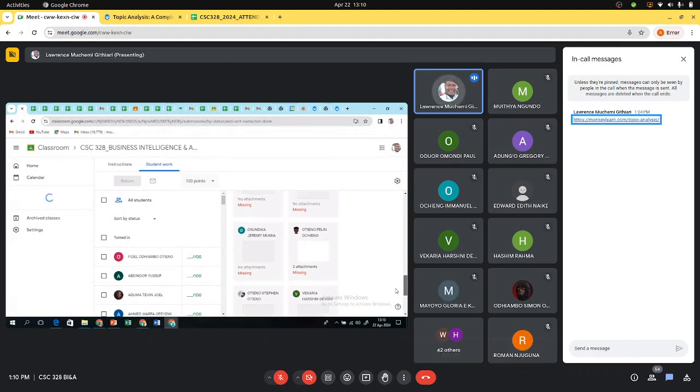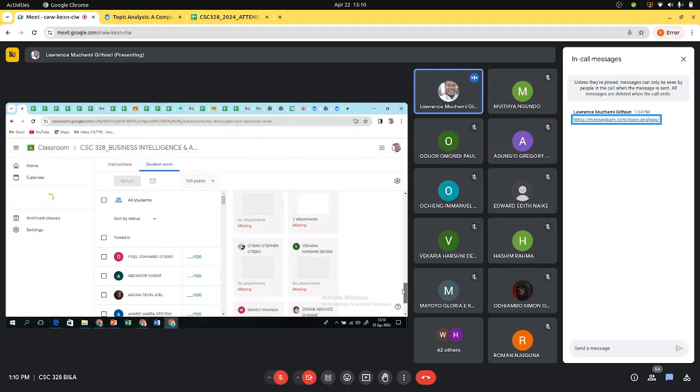But how come, Ferino, you have two attachments and you have missing marks? Ferino, you'll explain that to me. Seems you submitted, but you unsubmitted. Then you have Otieno Stephen Otieno, Vekaria Hashni, and Waudo Siganga, Zainab Duane. So all those guys are mentioned there. Please, I'll be opening it maybe today.